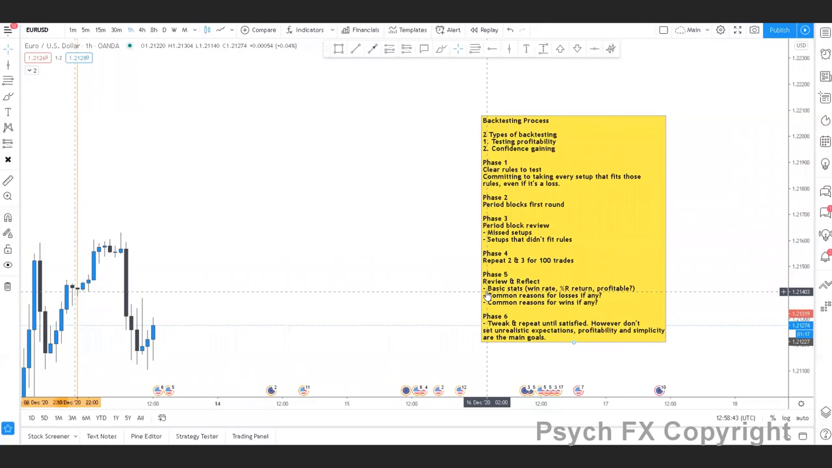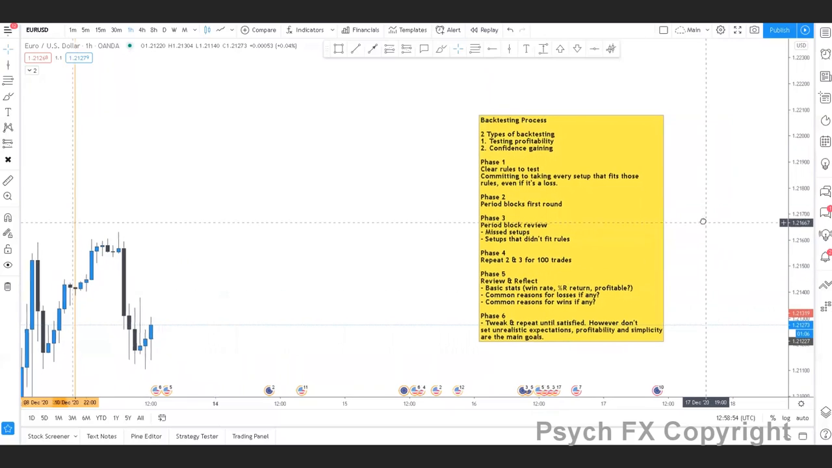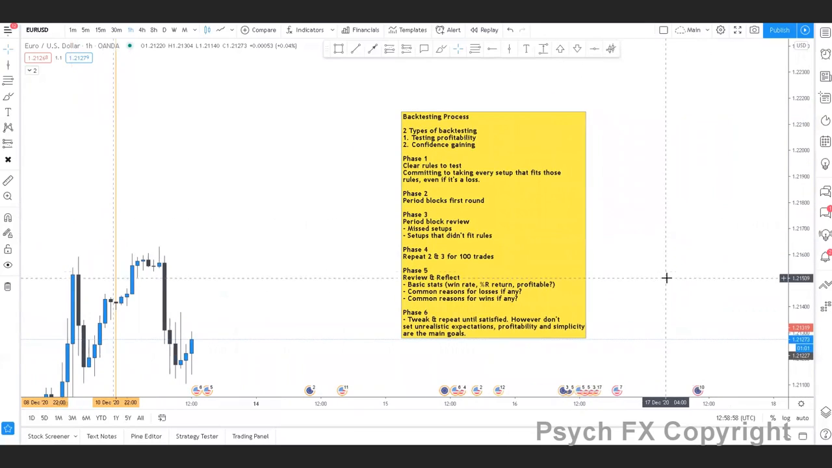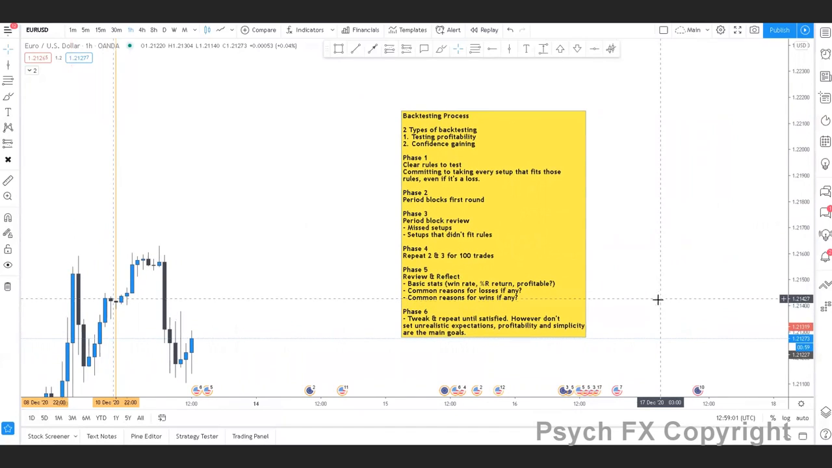And this might seem boring to you or not, but either way, this is what a professional trader will do. Okay. And this is what you need to do in order to get to that point. Okay. Especially if it's a new strategy that you're creating. But I'll have another video on that in the future. Okay. So then we move on to phase 5.